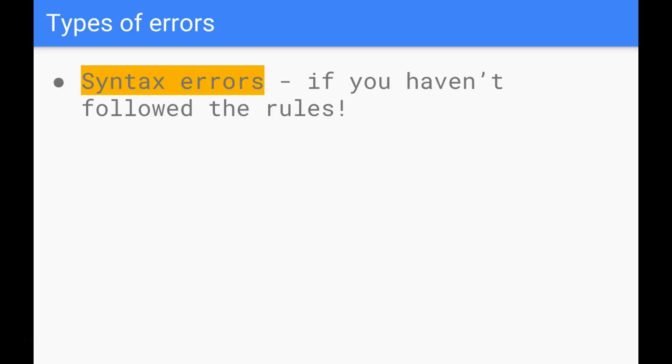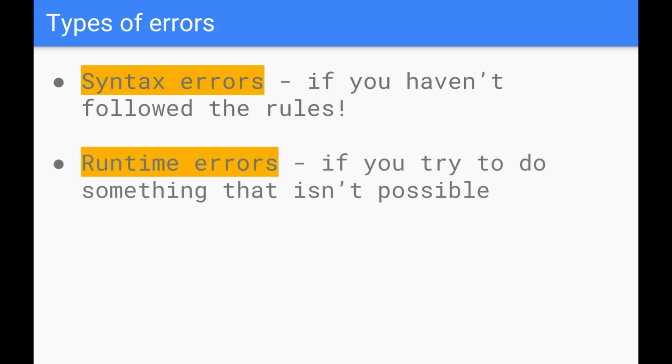So the first type of error is a syntax error. Basically this means you haven't followed the rules. In terms of the punctuation, where do you put the brackets, where do you put the quotes, where do you put the commas, all of those kinds of things, they'll give you syntax errors. Secondly, you'll get runtime errors if you try and do something that isn't possible, like dividing by 0 for example.